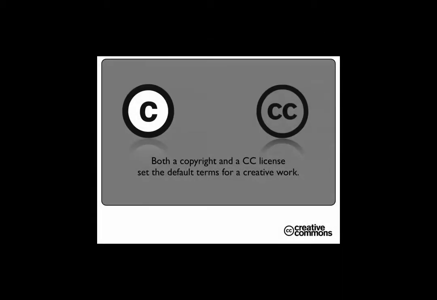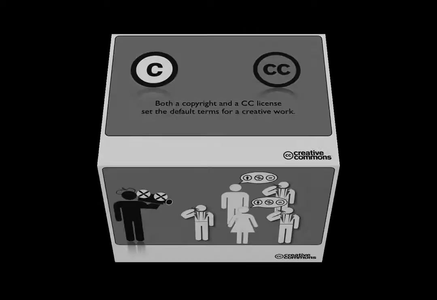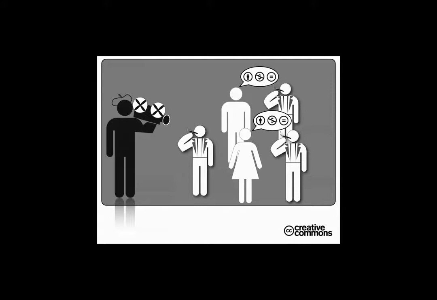Okay, so here's what we've learned so far. Both a copyright and a CC license set the default terms for a piece of creative work. These terms govern people who don't have any other agreements with the copyright owner. And both a copyright and a CC license permit the creator to enter into different deals with people. So, a non-commercial license says, anyone in the world can use this for non-commercial purposes without having to come to me for permission. But if you want to make a commercial use of this, give me a call and we'll make a deal.